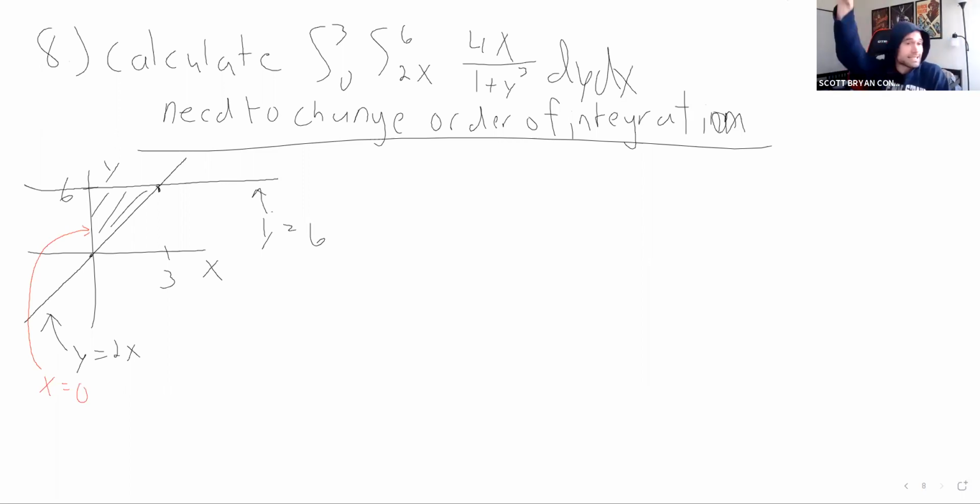And our right curve is the same as the bottom curve. So the right curve is going to be this slanted line, but we need to write that as x equals something. Before we had it as y equals 2x. So when we write it as x equals a function of y, we get x equals y over 2.